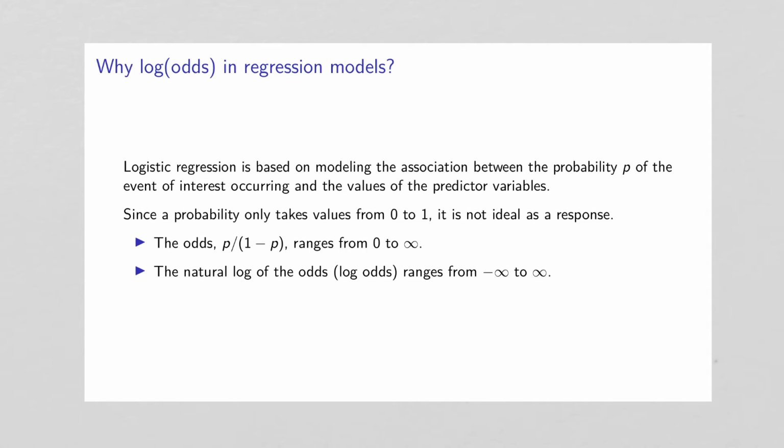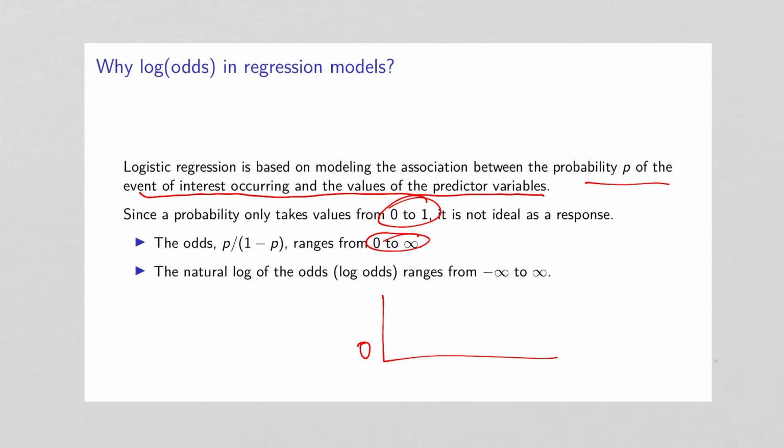Why log odds? Well, logistic regression is based on modeling the association between the probability of the event of interest occurring and the values of the predictor values. But a probability can only take values from 0 to 1, right? You can either be alive or dead, 0 to 1. So it's not as ideal as a response. When you're graphing probability, you can only do 0 or 1, and depending on your other variable, everything would be either up here or down here, and you cannot draw a line through that, right? It's not doable. When it comes to just odds, your range is 0 to infinity.